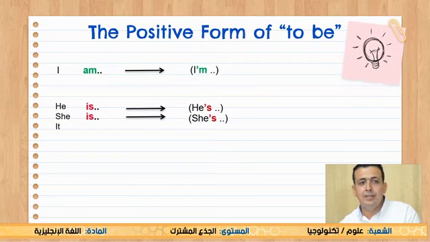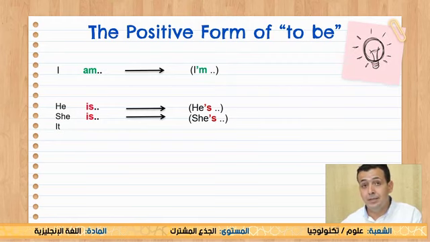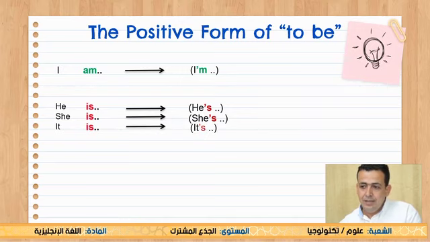Now comes it, and it is one of something. It's not a person, it's not a man, it's not a boy, it's not a girl, but it is something. Maybe it's a marker, a mobile phone, a car, etc. So we use it for something that is not a person. So it is, it's like he or she, but yeah, it is. And we shorten it like the others, okay, and it becomes it's.